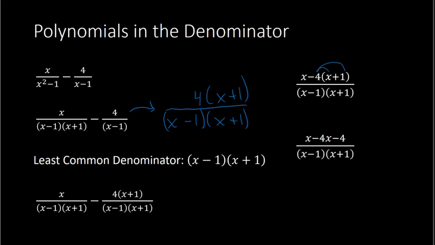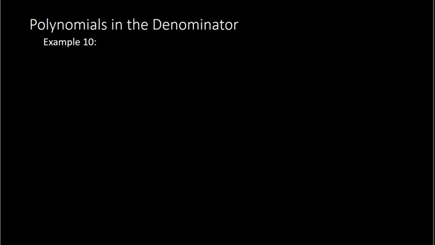And then x minus 4x can combine. That would give me a negative 3x. So I have negative 3x minus 4 over x minus 1 times x plus 1.